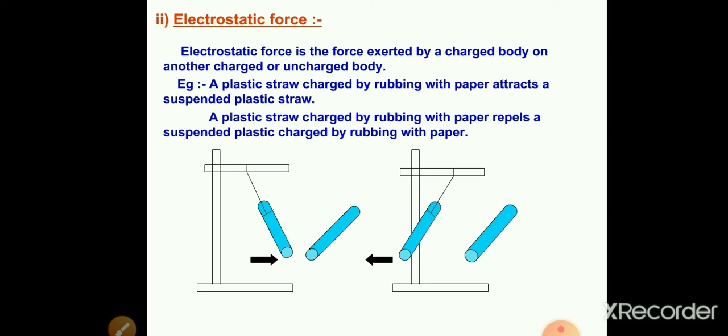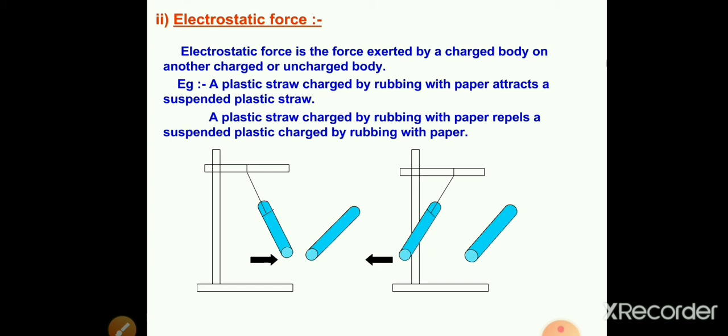So what is electrostatic force? It is a force exerted by a charged body on another charged or uncharged body. For example, you can also take a plastic straw. A plastic straw charged by rubbing with paper attracts a suspended plastic straw. Here the plastic straw gets charged by rubbing with the paper.